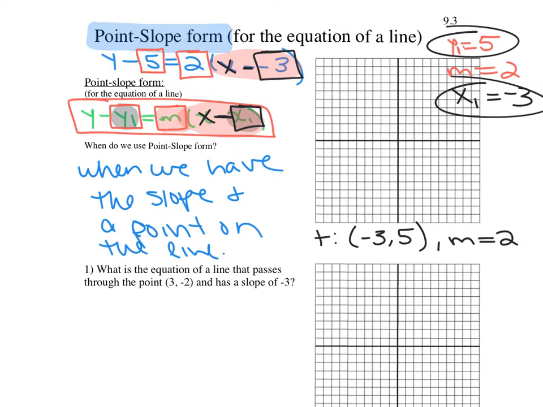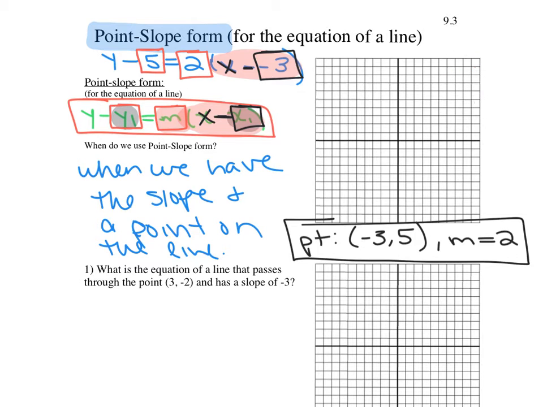I can now graph this line with just this information. So let's do it. So I'm going to start with the point at negative 3, 5. So let's go over negative 1, 2, 3, up 1, 2, 3, 4, 5. So there's my point, negative 3, 5. And from that point, I'm going to graph the slope, which is rise 2 over 1. Rise 2 over 1. And that's it, guys. So we were able to graph this line without using slope-intercept form.